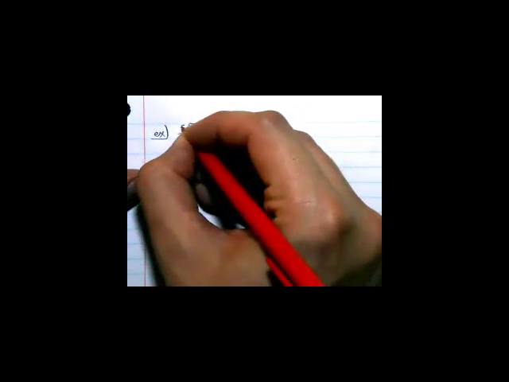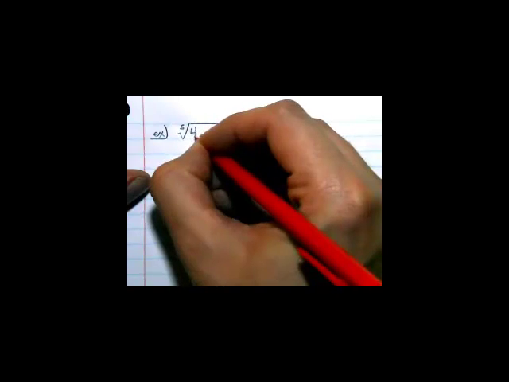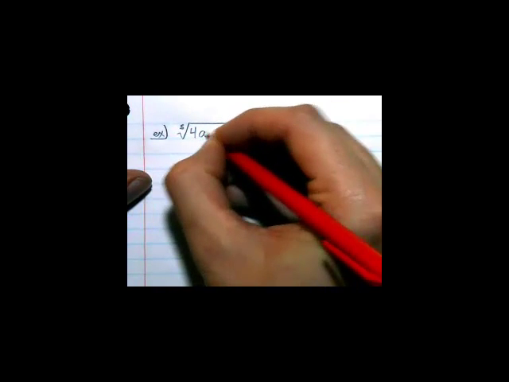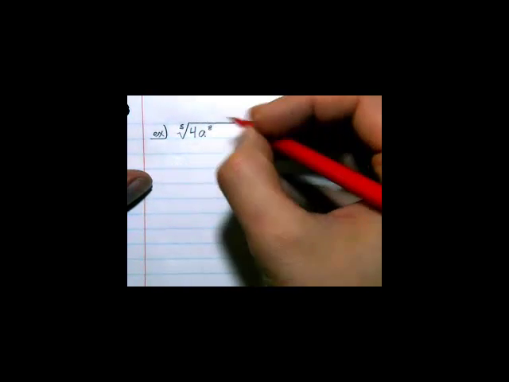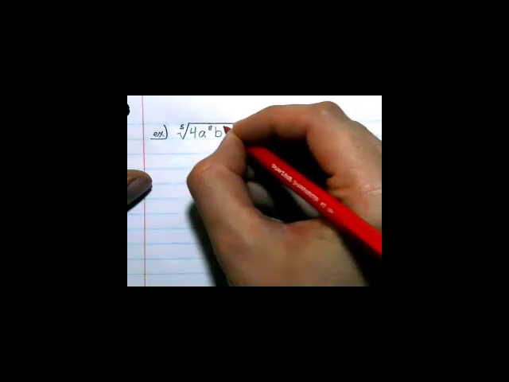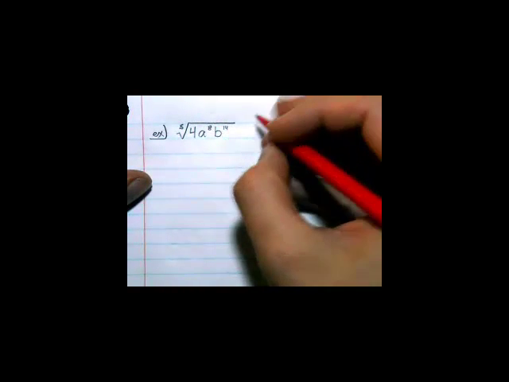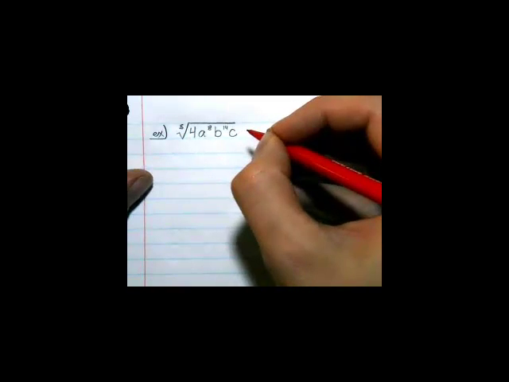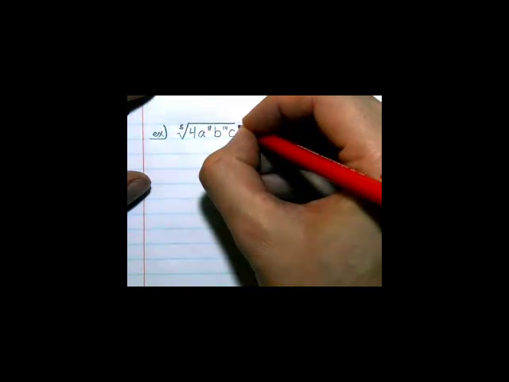So, oh, you're looking at hers? Okay. So, hold on to your butts. Here we go. So, we're going to do the fifth root of 4a to the 8th, b to the 14th, c to the 5th. All right, we're going to simplify that thing.